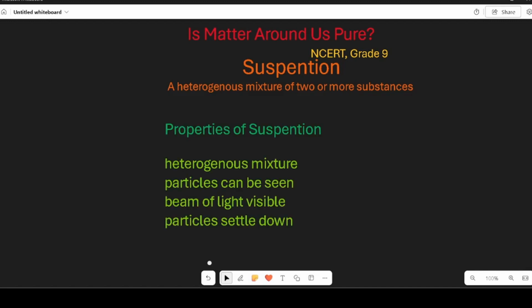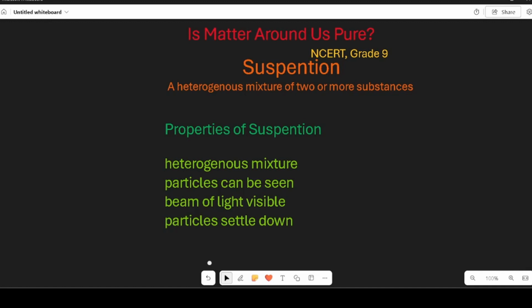Now let's talk about properties of suspension. A suspension is a heterogeneous mixture. The particles of a suspension can be seen by the naked eye. The particles of a suspension scatter a beam of light passing through it, making the path of the light visible. You can try this experiment by pouring milk in a transparent carton and shining a torch through it so you can see the light passing through. Make sure you mix water in the milk, only then can you see the light passing through.